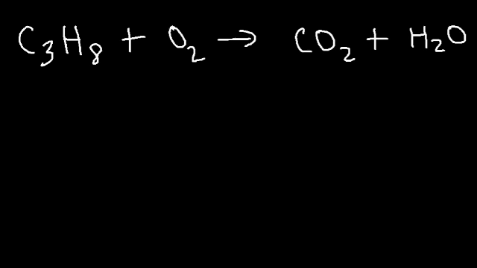You can only change subscripts when writing a formula, but when you're balancing an equation, you can only add coefficients, which are the numbers in front of these molecules. When balancing a combustion reaction, the first thing that you want to do is balance the carbon atoms. So we have 3 carbon atoms on the left, therefore we've got to put a 3 in front of CO2.